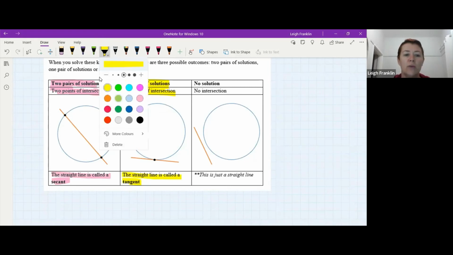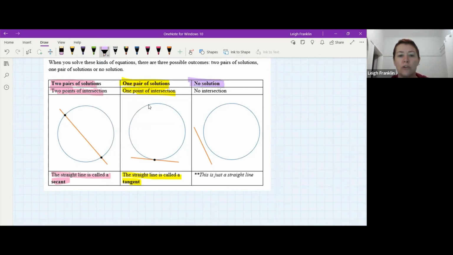And then we could find we had non-real roots. So there is no solution. Our solution is non-real. That means it does not intersect. So this will just be a straight line that does not touch the circle. So those are the 3 outcomes that you could have between a line and a circle.